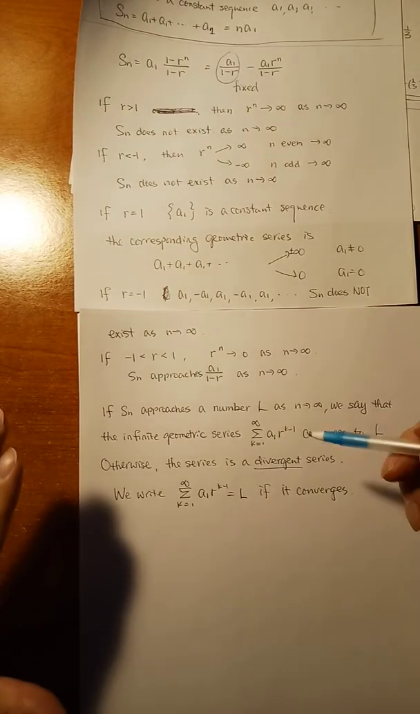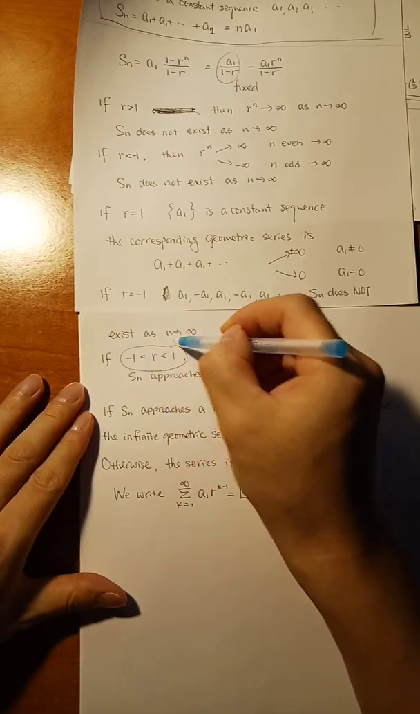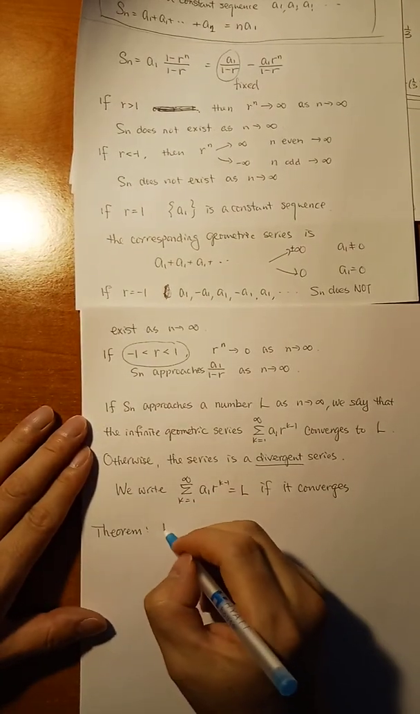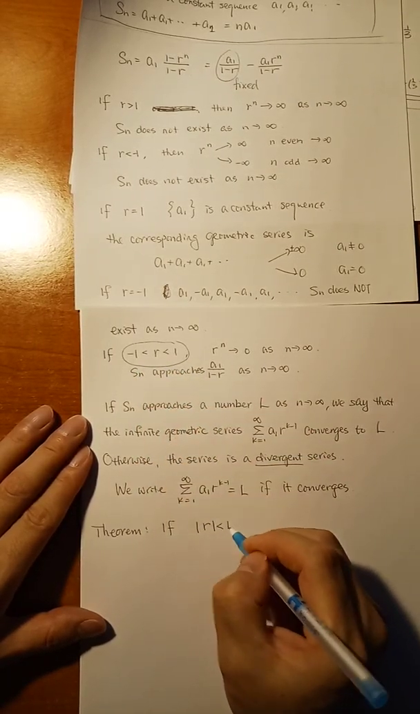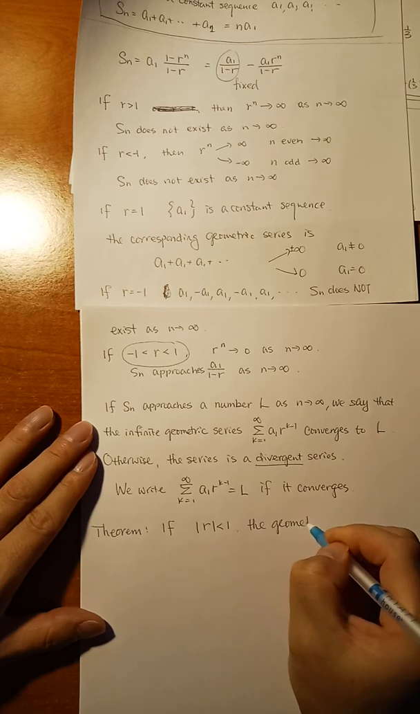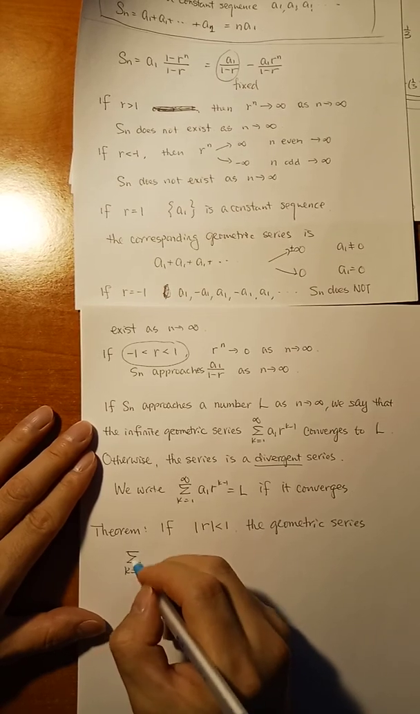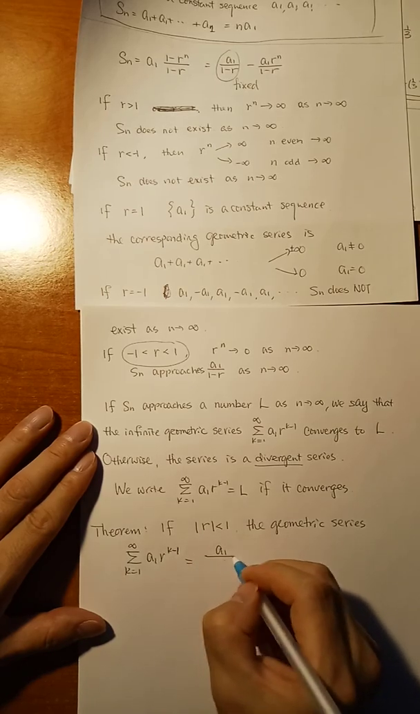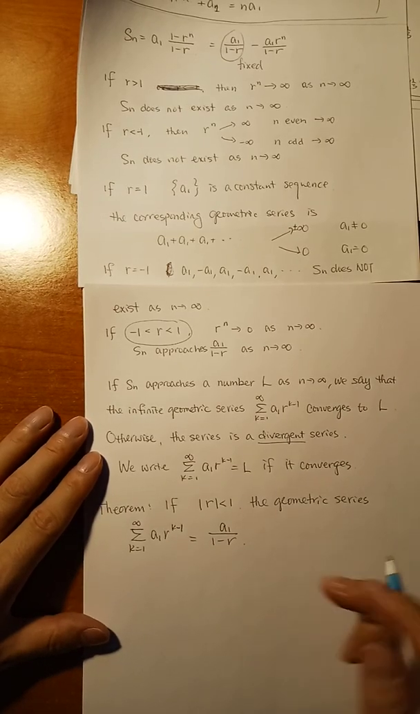Okay, so when does the geometric series converge? When you have such a condition. The theorem: if r is between -1 and +1, meaning the absolute value of r is less than 1, then the geometric series, sum from k equals 1 to infinity of a1 r^(k-1), converges to a1 over 1 minus r.